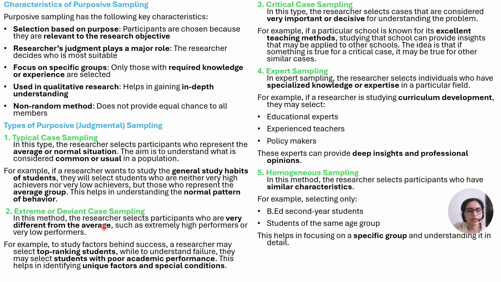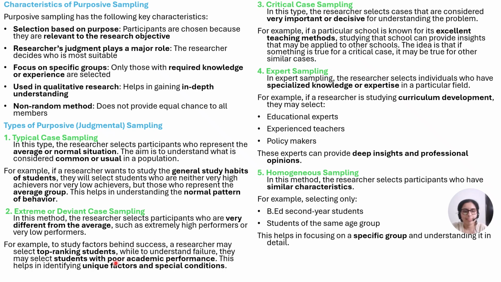Then extreme or deviant case sampling. In this method, the researcher will select participants who are very different from the average. The typical case one was normal. Okay, he will select people who are very normal. But here, he will select the participants who are very different from the average, that is, who are deviating from the normal. Like he will select extremely low performers or extremely high performers.